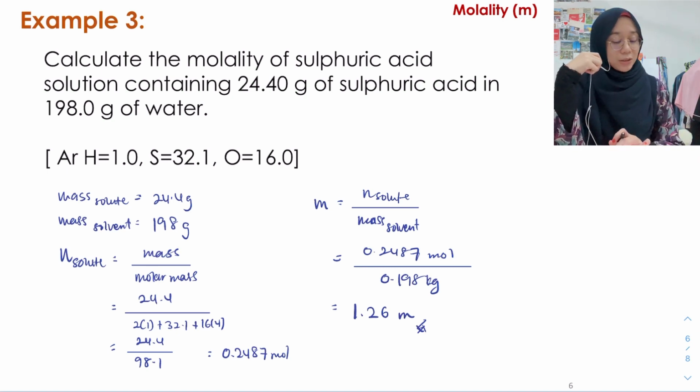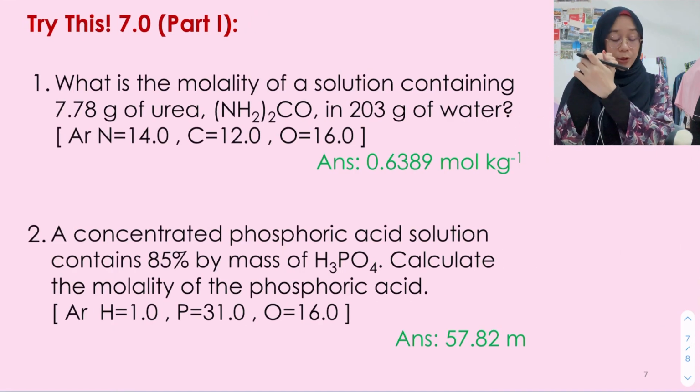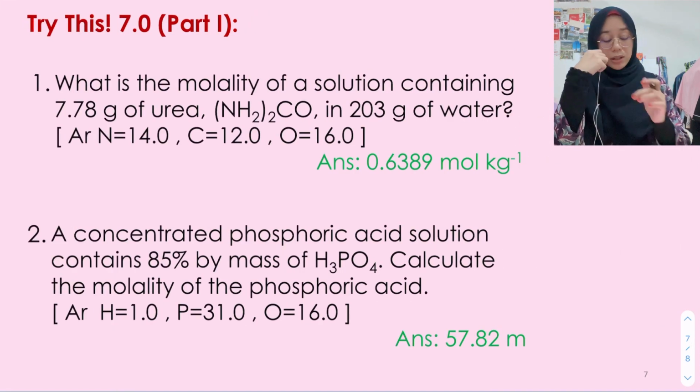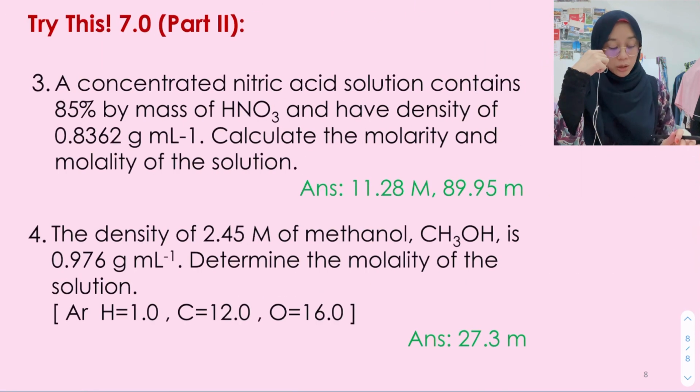Now it's your turn to try this question. Try this question, which has quite a lot; there are 4 questions in total. We have Try This 7.0, with 1, 2, 3, 4 in total. For question 1, it's quite simple and straightforward. You can look for it. However, for question 2, question 3 and question 4, all of them will require assumptions.